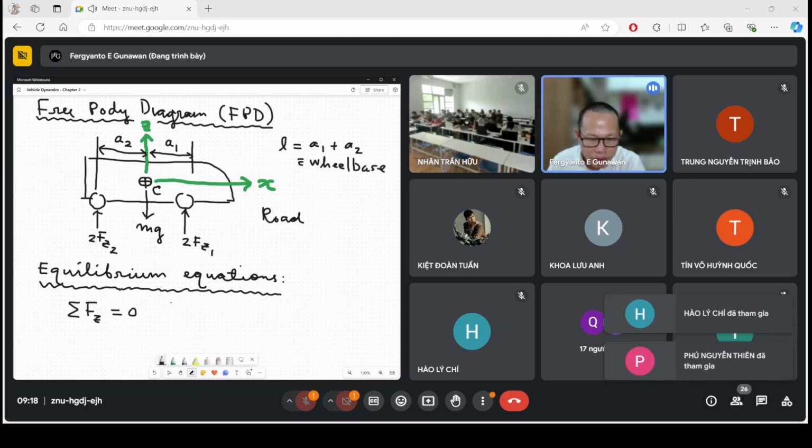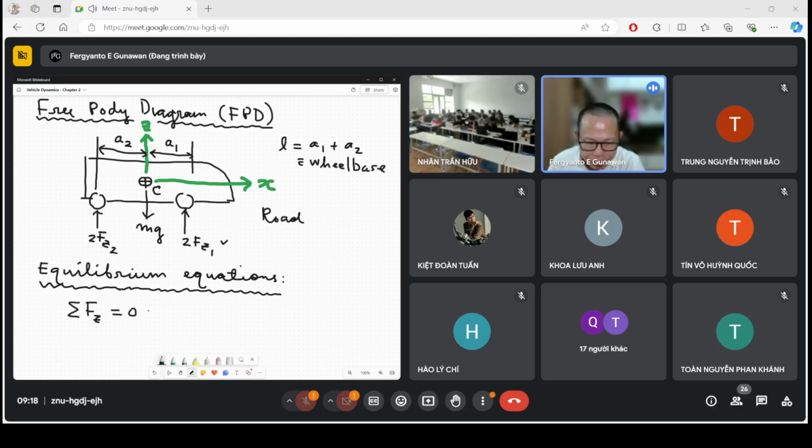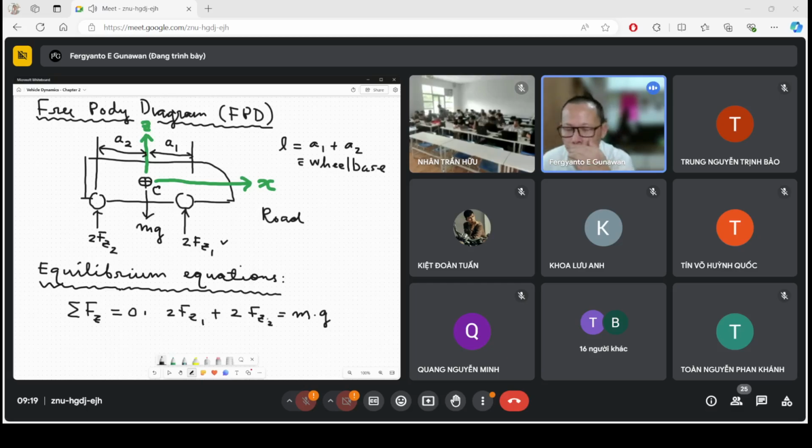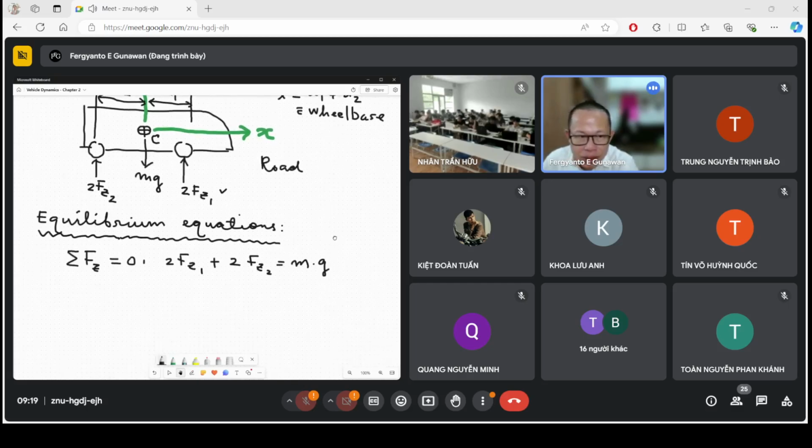Going up is positive, going down is negative. So the ones going up are 2 Fz1 plus 2 Fz2, and they equal the weight. So going up minus going down, they should be equal, right? This is the first equilibrium equation.